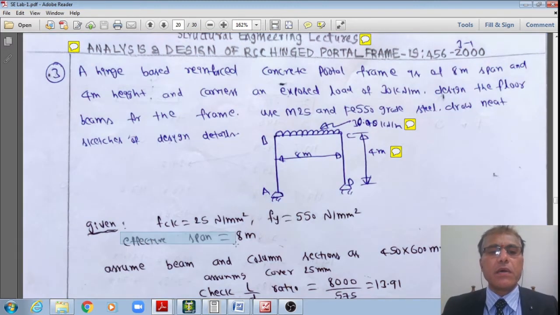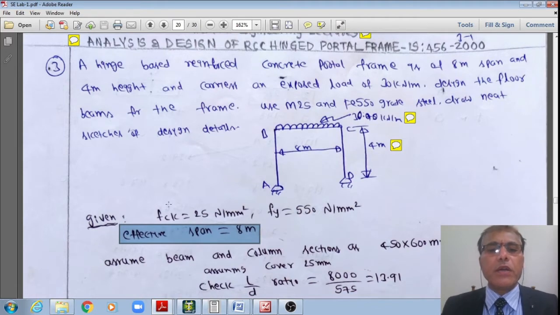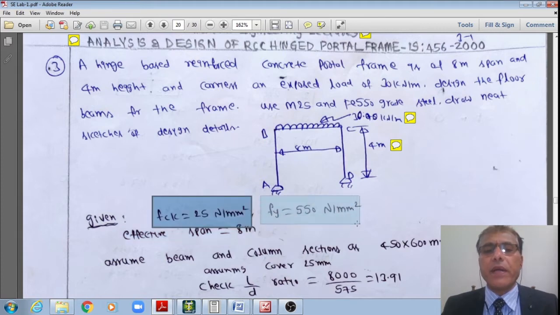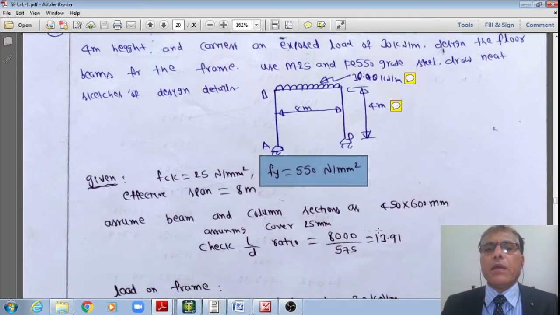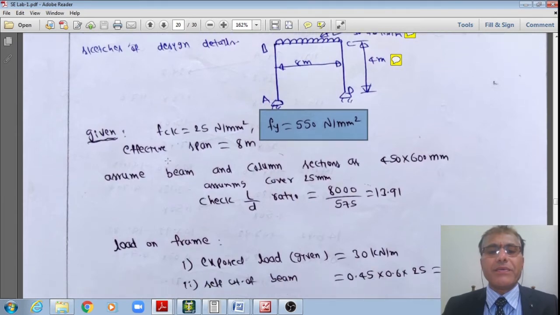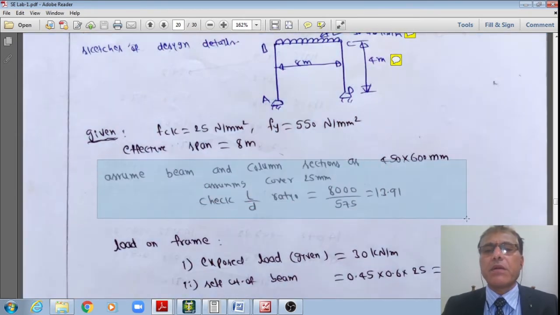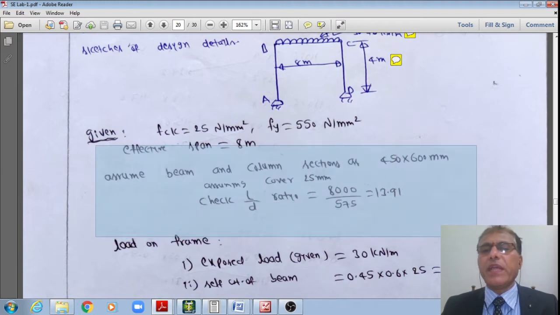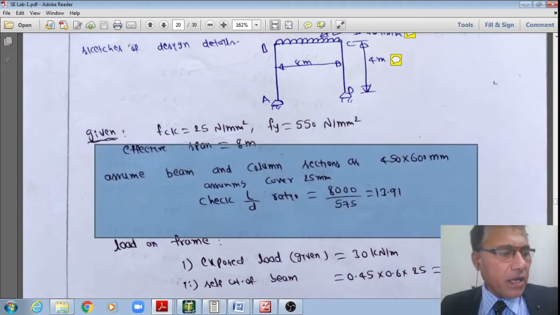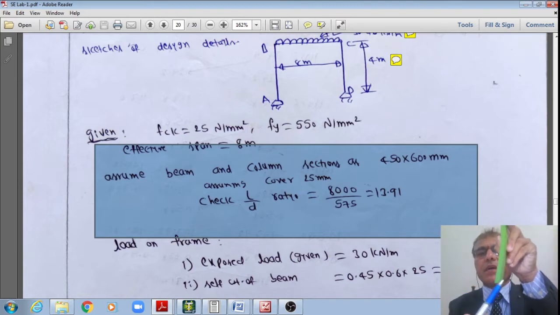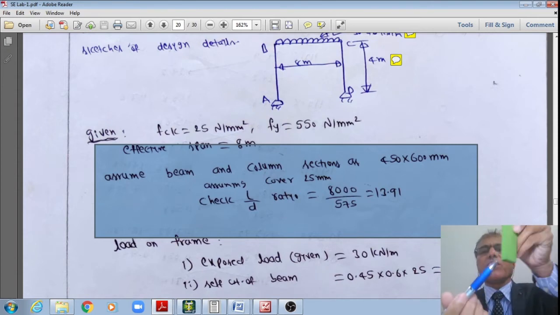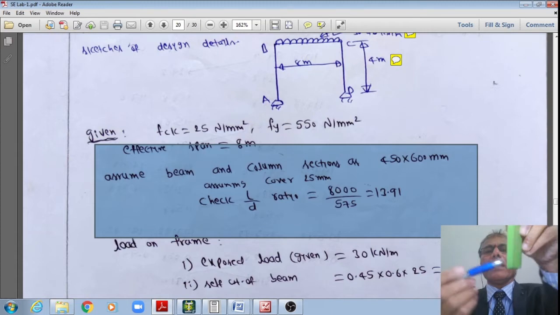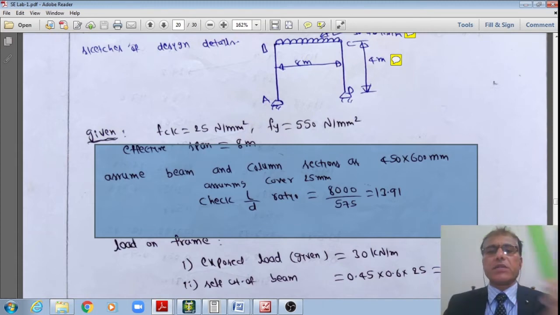I'm just making note of that given data. I am noting down the data, and the other data is fck, the characteristic compression strength of the concrete, given as 25, and the yield strength of the steel is given as 550 newton per mm square. And now we are assuming, from experience, the beam as well as the column sections as 450 mm by 600 mm. 450 is the width of the beam, and the depth of the beam is 600, as well as that of the column is 450 mm, and in the direction of the portal it is equal to 600 mm.